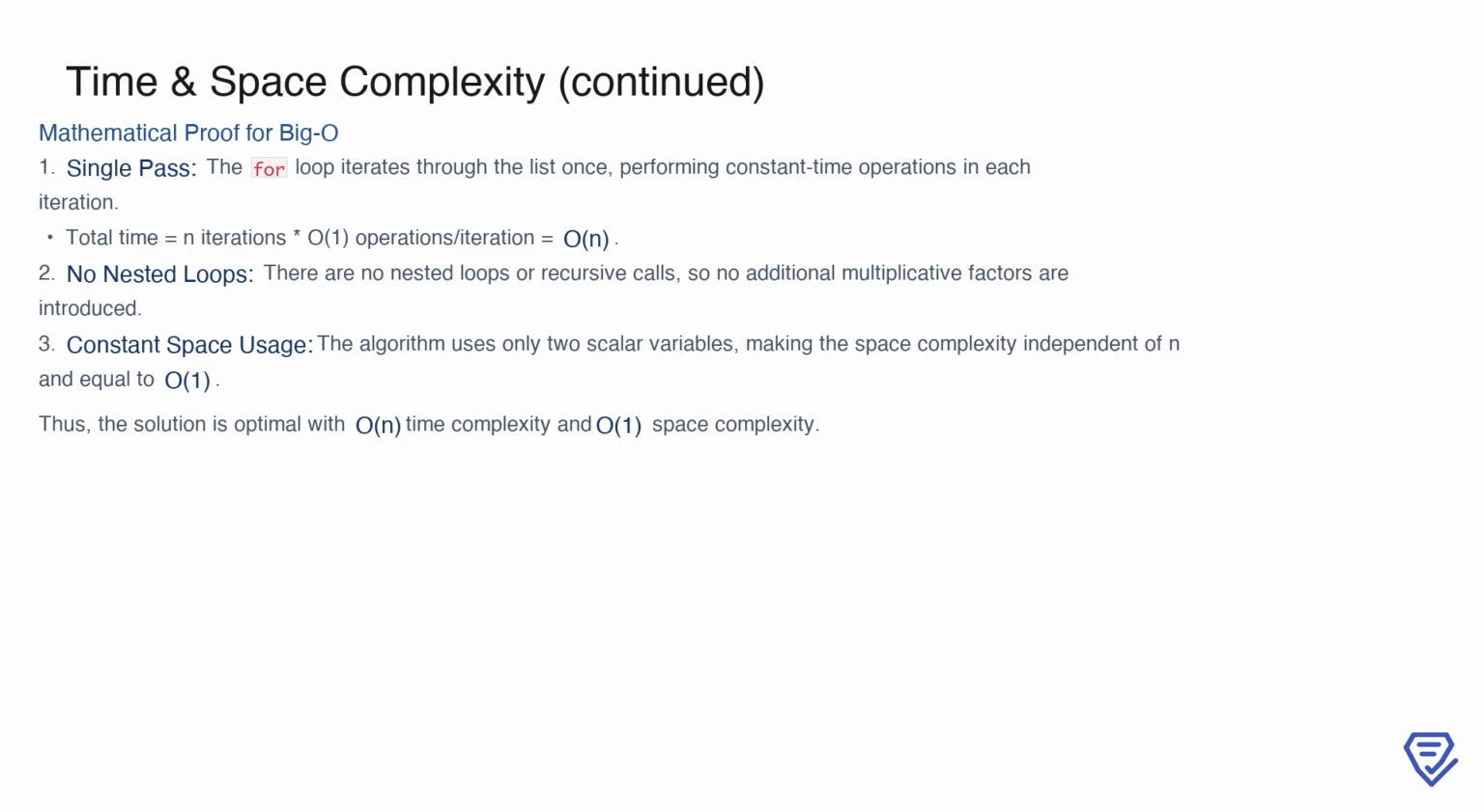Second, there are no nested loops or recursive calls in the algorithm, so no additional multiplicative factors are introduced. Lastly, in terms of space, the algorithm only uses two scalar variables, min_price and max_profit, regardless of the size of the input list. Since these variables require constant memory, the space complexity is O(1). Combining these factors, the solution achieves an optimal balance of O(n) time complexity and O(1) space complexity, making it both time efficient and memory efficient.